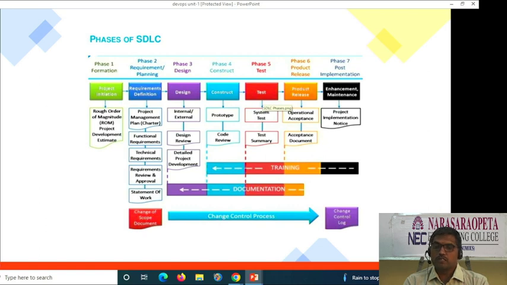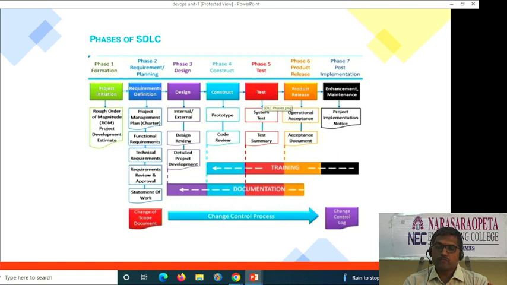The formation comes under project initiation. Here the problem comes into the picture, and once the problem is there and the proper solution is chosen, we can start the initiation. So rough order of magnitude, that is the project development estimation, is developed in this phase. Then come the requirement definitions. So this phase is the requirement planning.